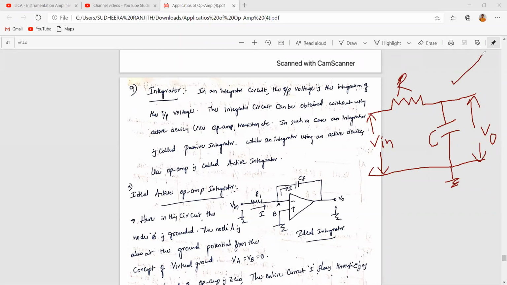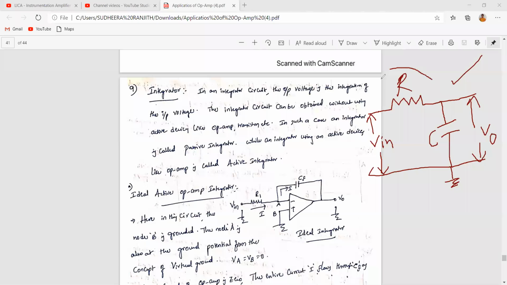So what is this circuit? Anyone? What is that circuit? You are right. Repeat it again. Low pass filter. Low pass filter, right? It is a low pass filter.